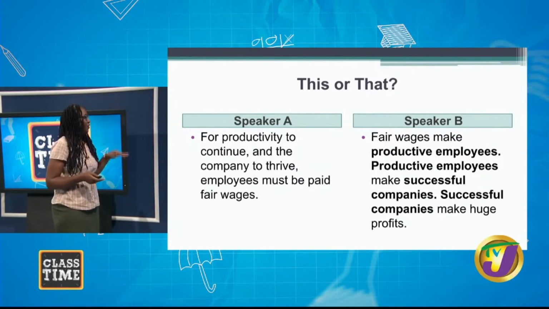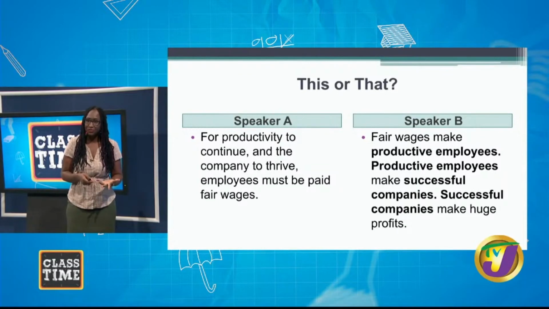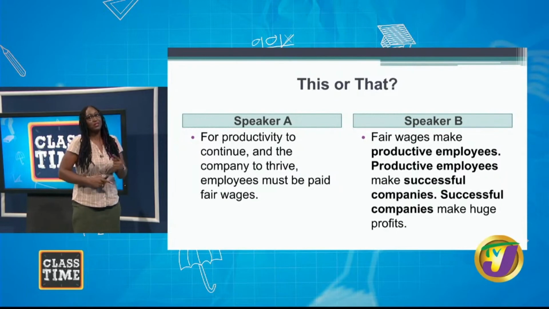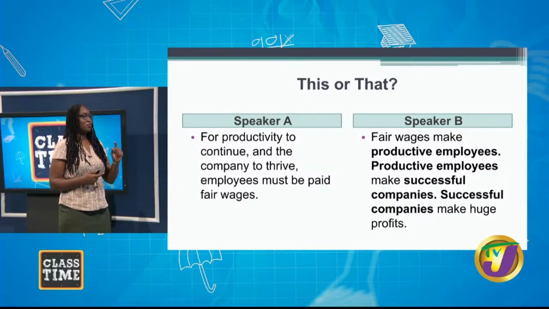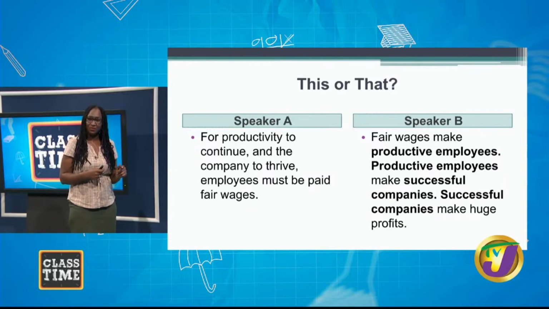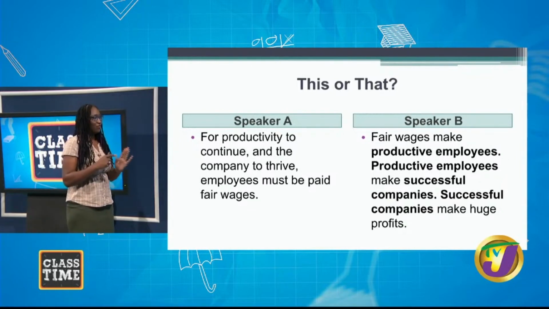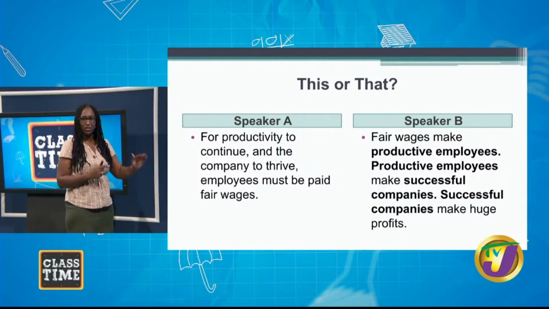Now look at this one. For productivity to continue and the company to thrive, employees must be paid fair wages. Wonderful statement. Nothing wrong with it. But of course, we have to look at a different way you could put it forward. Now look at this. Fair wages make productive employees. Productive employees make successful companies. Successful companies make huge profits. So what you have done here, you have repeated a section of the previous sentence in the new one. So you're connecting them, and it's like building on top of it.